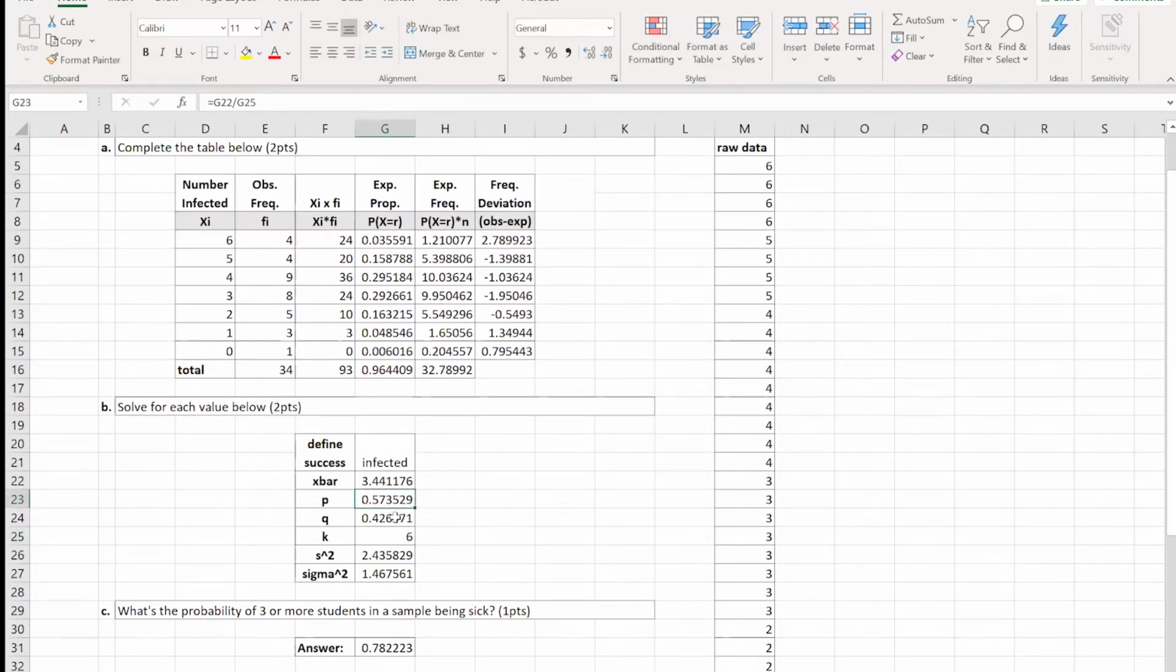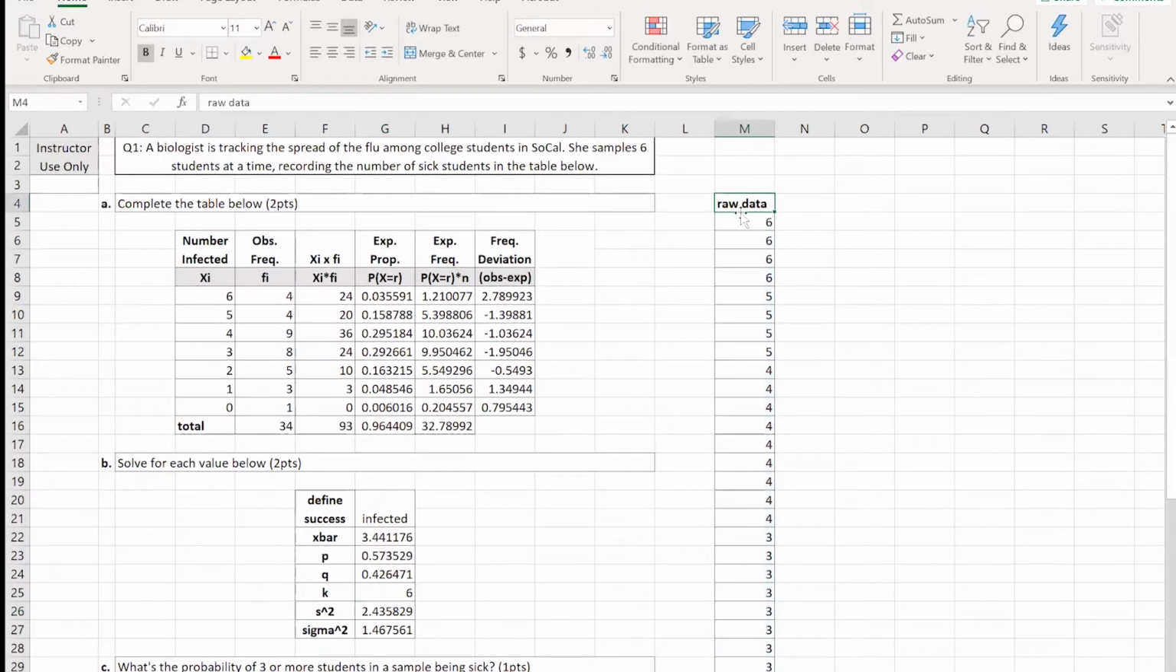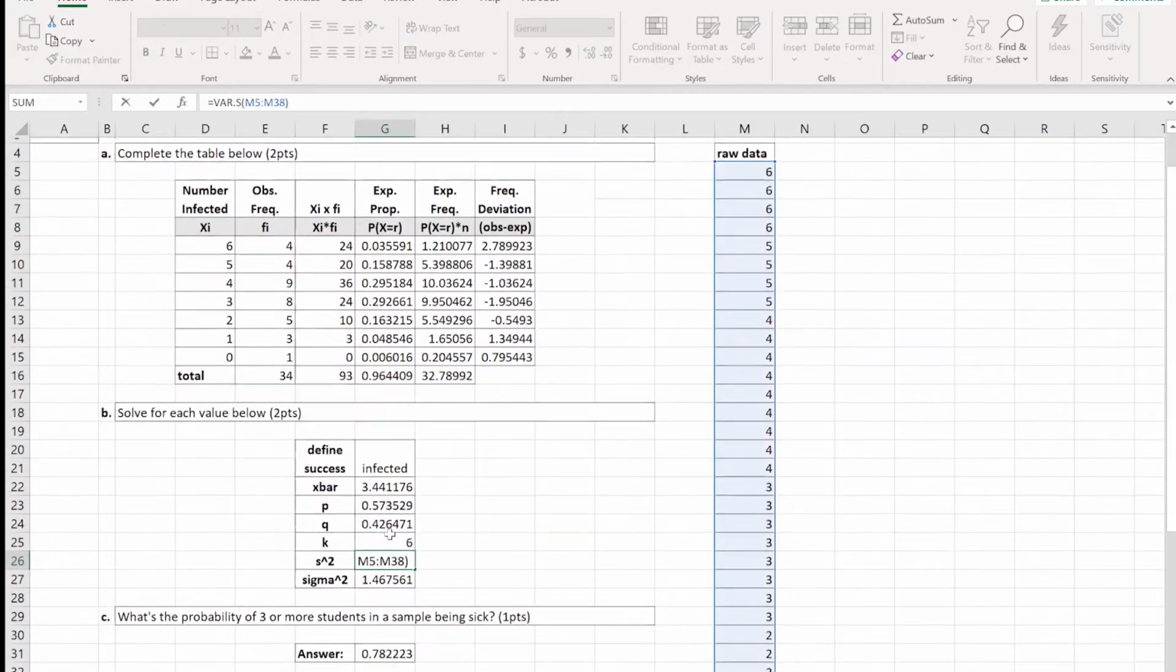P is probability of success and is equal to X bar divided by K. Q is 1 minus P, our probability of failure. S squared is our sample variance, which I mentioned in class. You have to transform your data into raw data and then use the var.s function to calculate it.